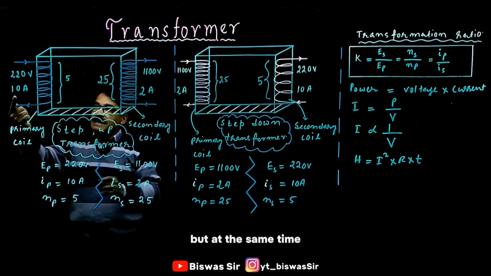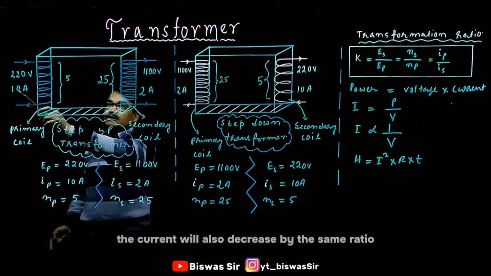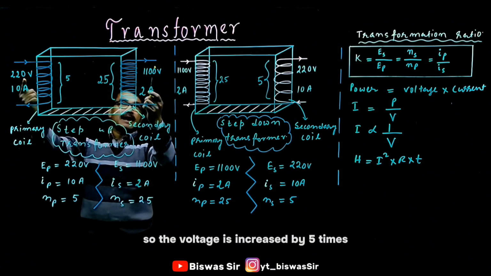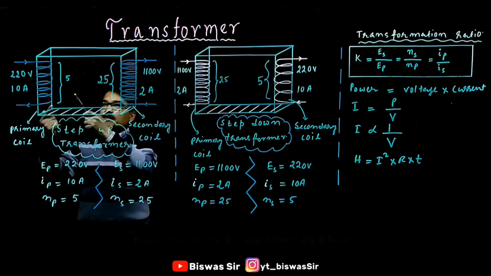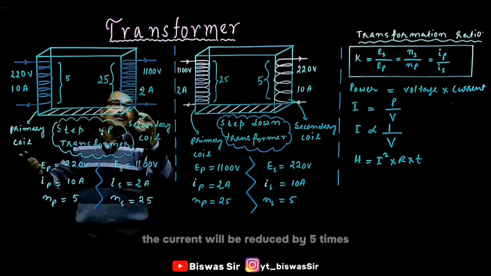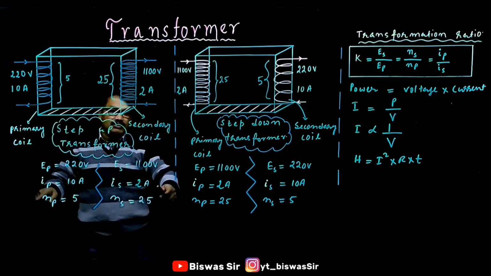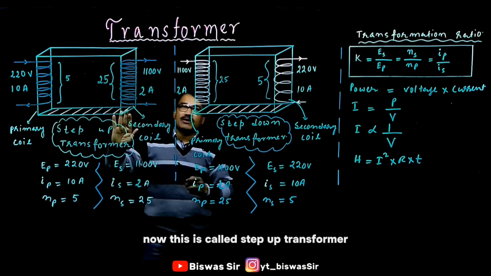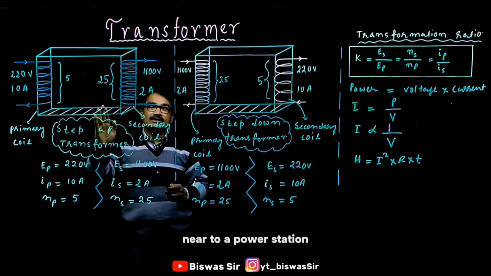But at the same time, what happens? The current will also decrease by the same ratio. So the voltage is increased by 5 times, the number of turns is increased by 5 times, but at the same time the current will be reduced by 5 times. You can check the configurations which I have written over here. Now this is called a step-up transformer, and you will see a step-up transformer near a power station.